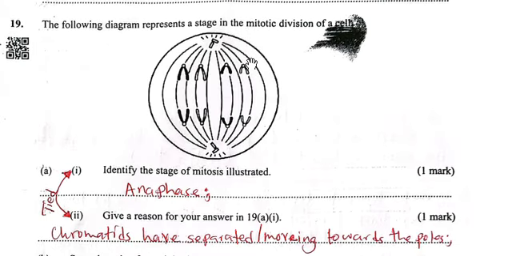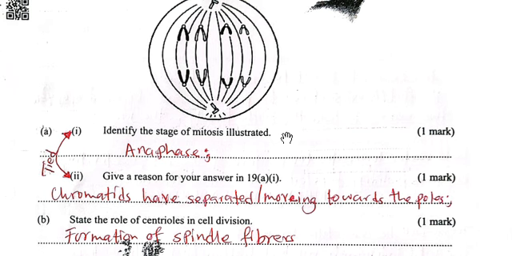Question 19. The following diagram represents a stage in the mitotic division of a cell. You can look at we have the chromatids moving towards the opposite poles. We have the spindle fibers have started to shorten. We have centrioles here. Part A, Roman 1, identify the stage of mitosis illustrated, and that is anaphase. Give a reason for your answer in 19A, Roman 1. And the reason, chromatids have separated and they are moving towards the opposite poles.